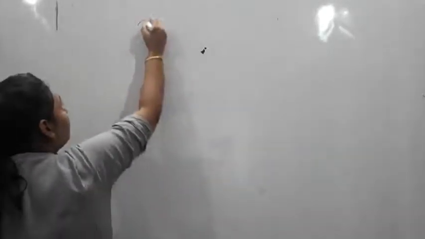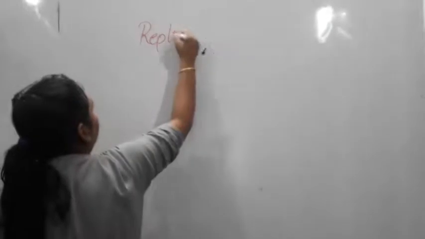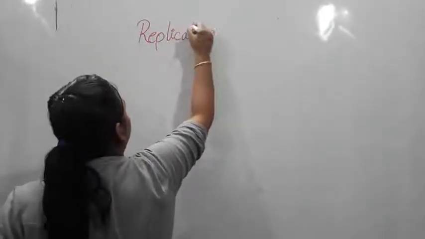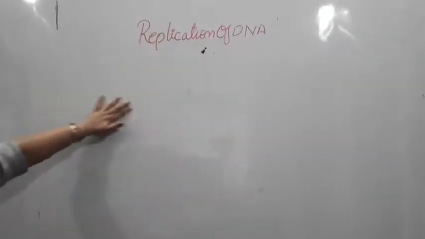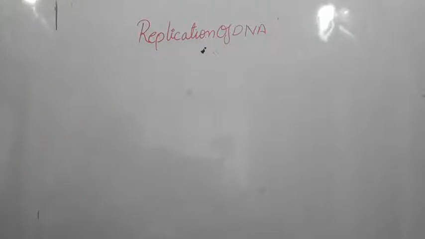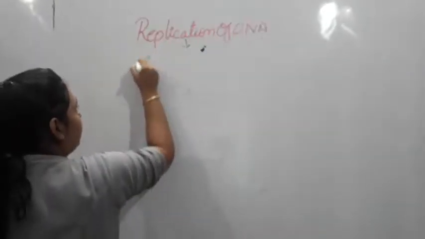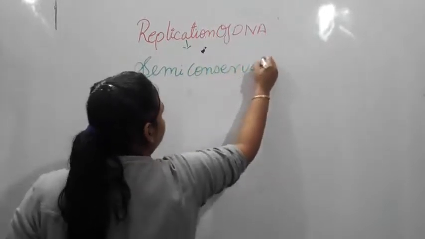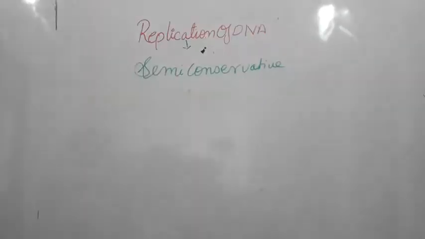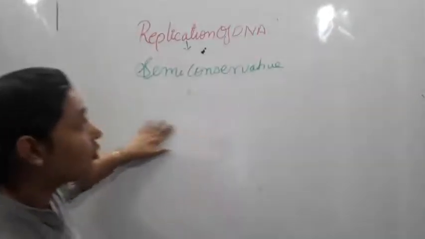Okay, so we are going to start with the replication of DNA today, right? So let us see what is there in the replication of DNA. This particular replication of DNA is also called the semi-conservative method, or semi-conservation of DNA fragment. Alright, so this semi-conservative DNA replication we are going to see now.